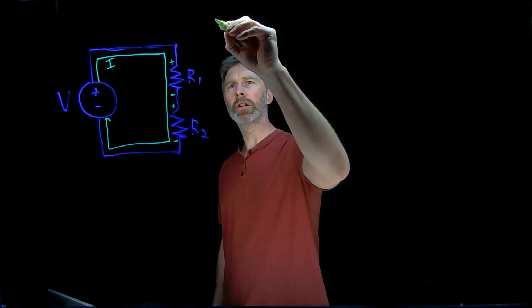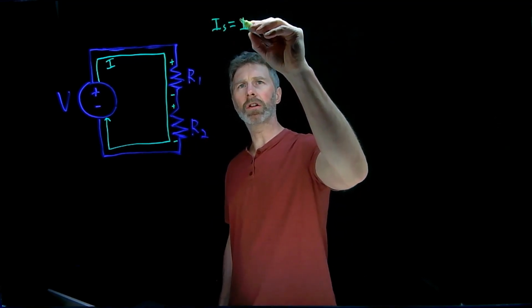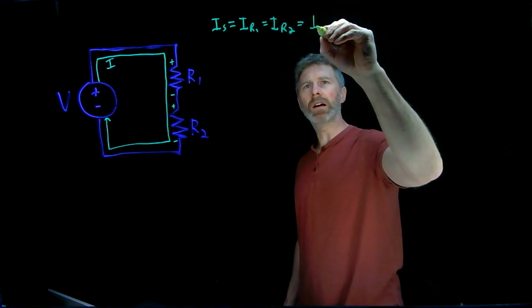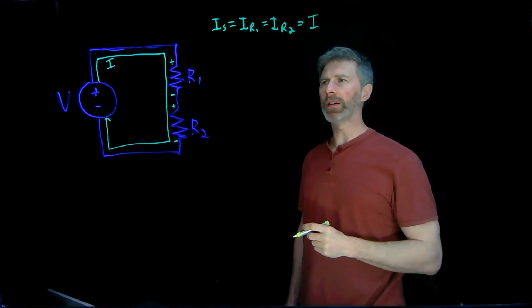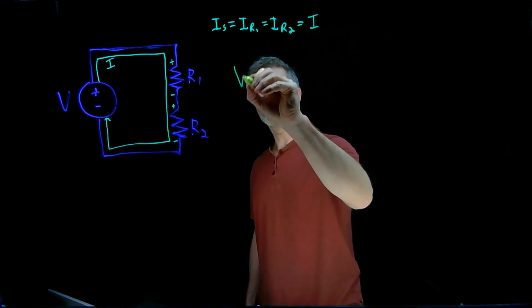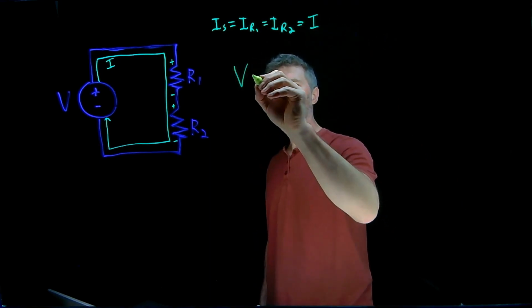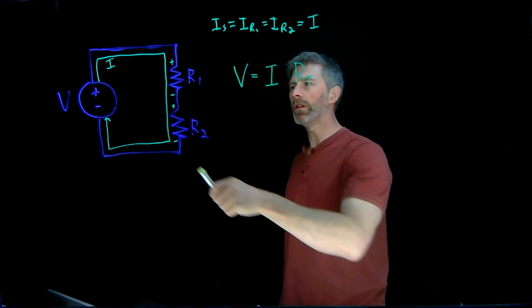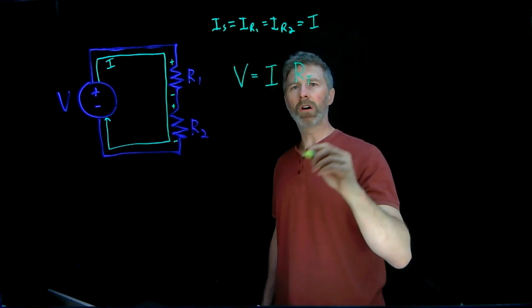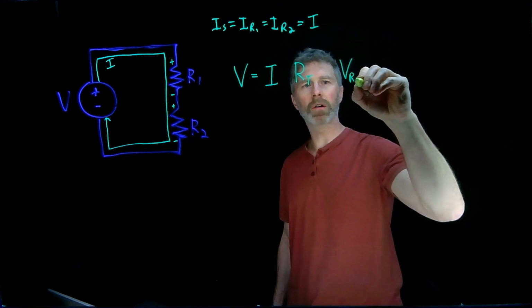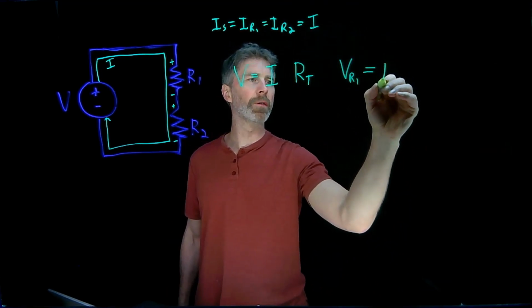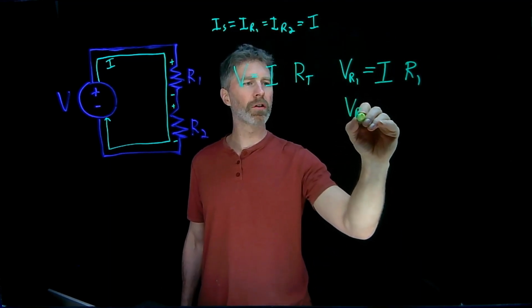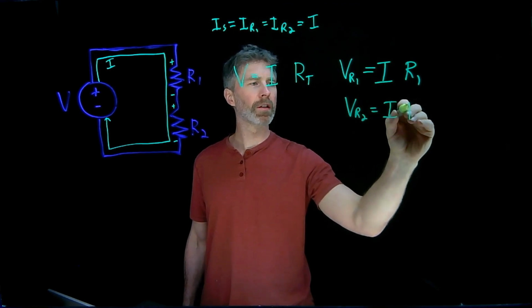We know that the current from the source is equal to the current through R1 equal to the current through R2, and I've just designated that as I. So we've got a current that's the same through all of the devices. Well, from Ohm's law, we know that the voltage from the source is going to be equal to that current times whatever total resistance the source sees. We also know that the voltage across R1 is going to be equal to the current through it times the resistance R1. And for R2, the voltage across R2 is going to be equal to the current through it times the resistance of it.